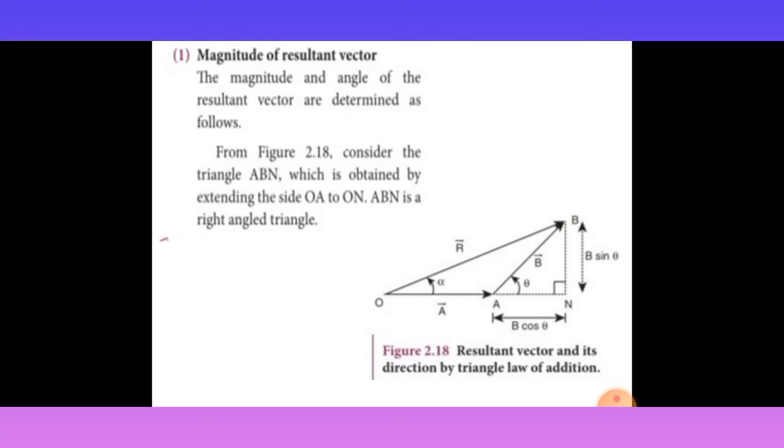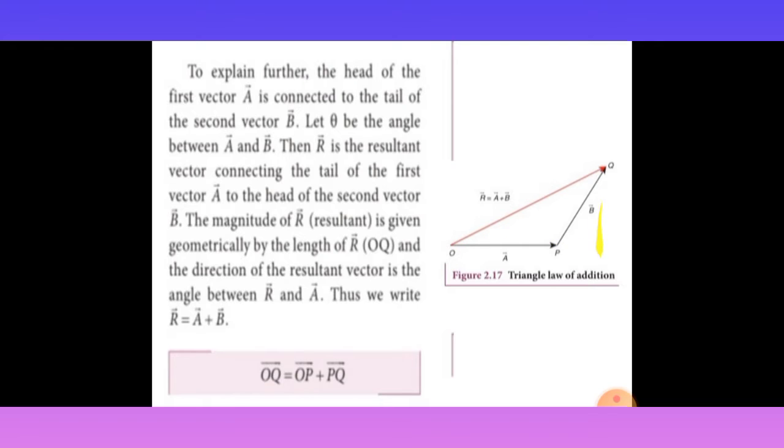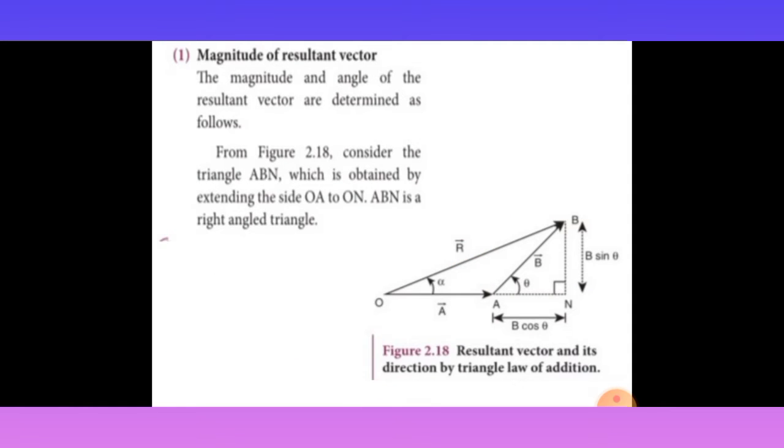To find the magnitude of the resultant vector, we extend the adjacent side OA and draw the normal line from Q. So it gives the triangle ABN, which is obtained by extending the side OA to ON. Here ABN is a right angled triangle.